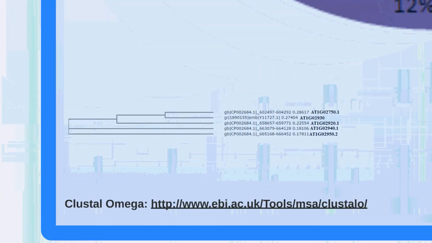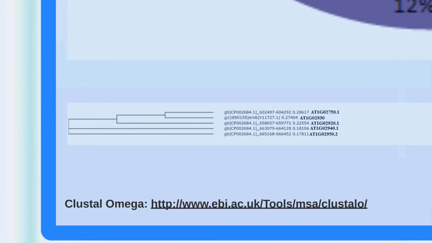A phylogenetic tree was built using Clustal Omega, the new version of ClustalW, using the multiple sequence alignment for our cluster seen here. We see that 2940 and 2950 have the same common ancestor and therefore it cannot be concluded which one came first. 2920 would have come next based on this tree.